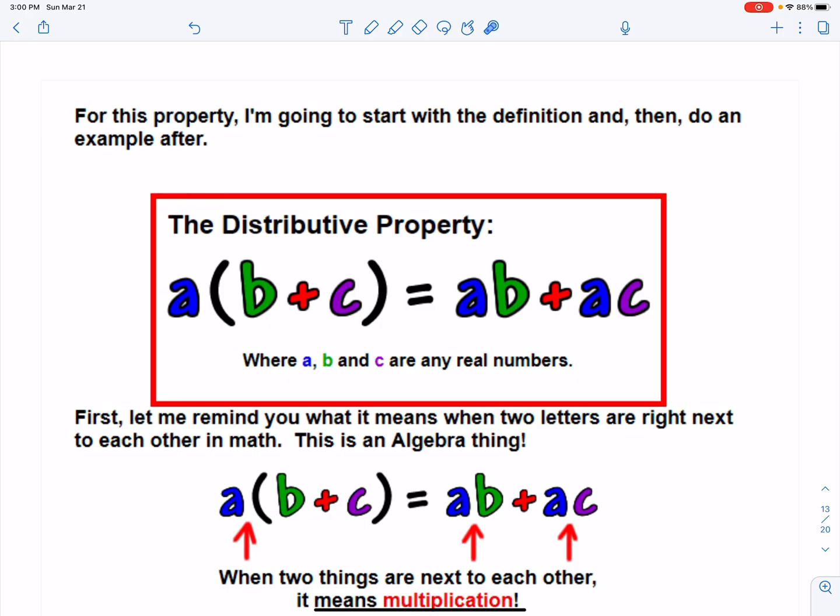So first, let me remind you what it means when two letters are right next to each other. This in algebra means to multiply. So this right here, the A and the B and the A and the C, means to multiply.